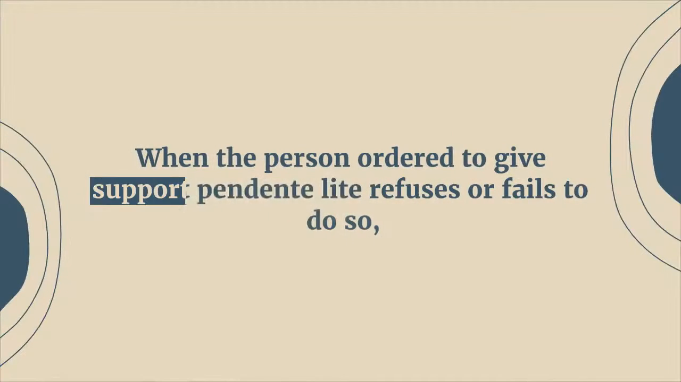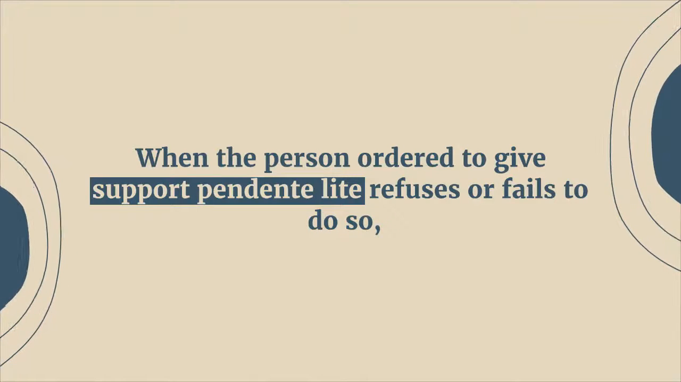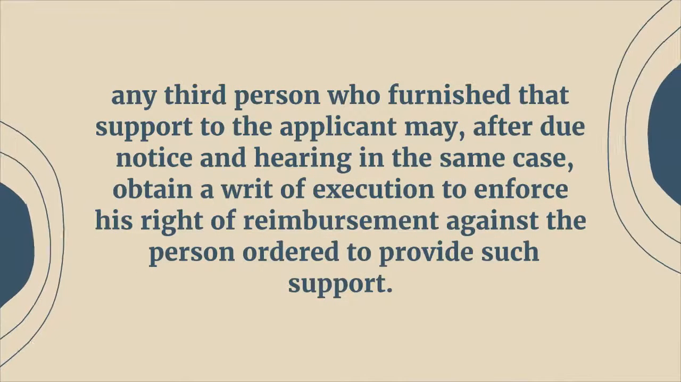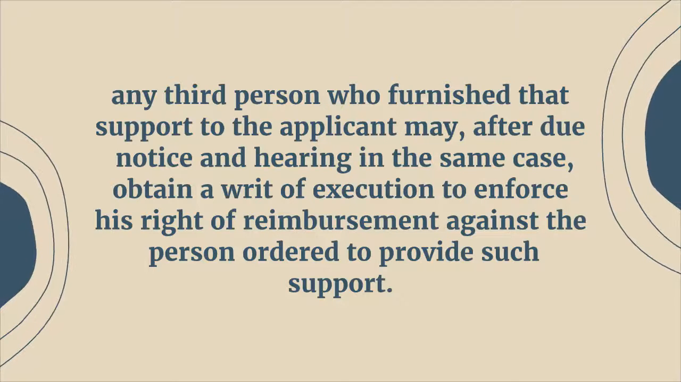When the person ordered to give support pendente lite refuses or fails to do so, any third person who furnished that support to the applicant may, after due notice and hearing in the same case, obtain a writ of execution to enforce his right of reimbursement against the person ordered to provide such support.